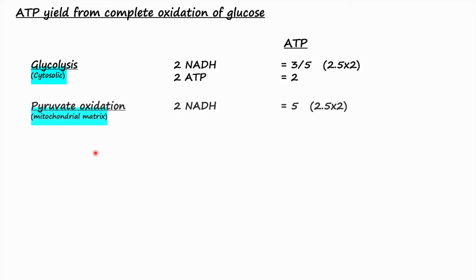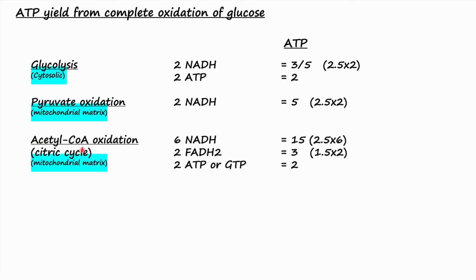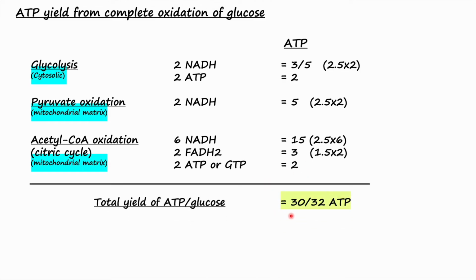And second is the pyruvate oxidation, which also generates 2 NADH, and that gives you a total of 5 ATP. Lastly, this is the acetyl coenzyme A oxidation, also called the citric acid cycle, and it also takes place in the mitochondrial matrix. So the citric acid cycle generates 6 NADH, which gives you 15 ATP, 2 FADH2, which gives you 3 ATP, and 2 ATP through substrate level phosphorylation. Total all this, you would get 30 or 32 ATP from complete oxidation of one glucose molecule.